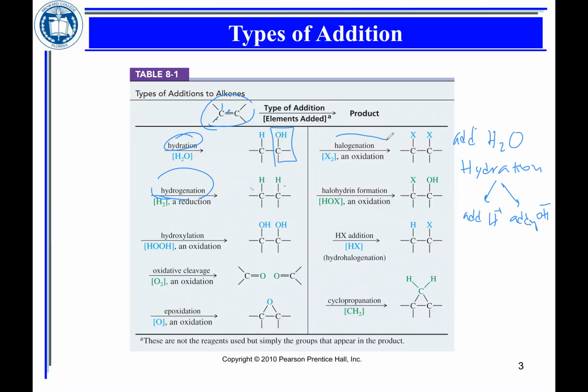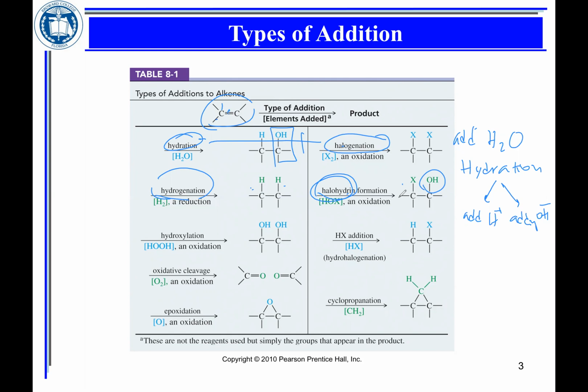So what does halogenation mean? Adding halogens. Yeah, you're adding halogens, and you're adding 1 halogen to each carbon. So you have hydration, you have halogenation. And if you combine these two, halohydrin, what does it mean? Halohydrin means halogenation and hydration together. So you're adding a halogen and you're adding a hydroxide.